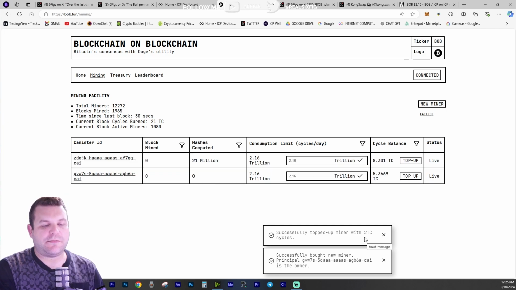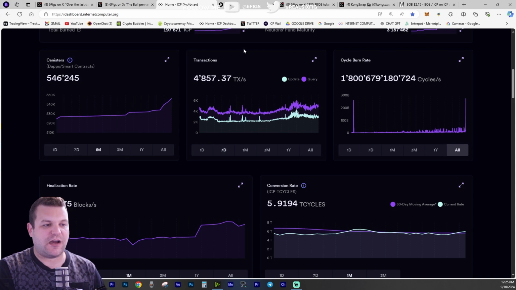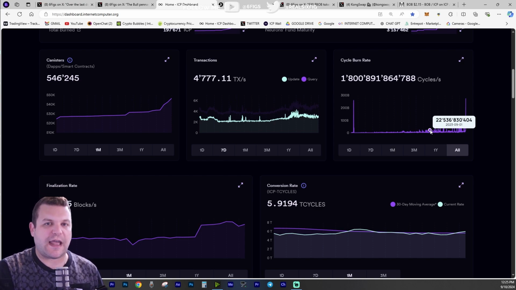We have now topped off one of my miners with some cycles. And if you're not familiar with what cycles are, they're the gas that the Internet Computer uses to run. The Internet Computer is a reverse gas model. This means that users do not have to pay a fee to use applications on the Internet Computer. The developers pay all of this up front.